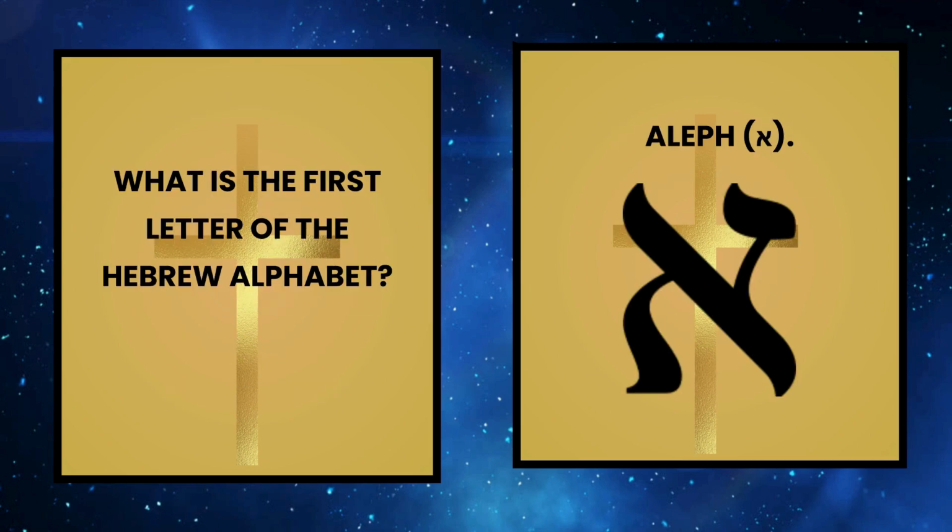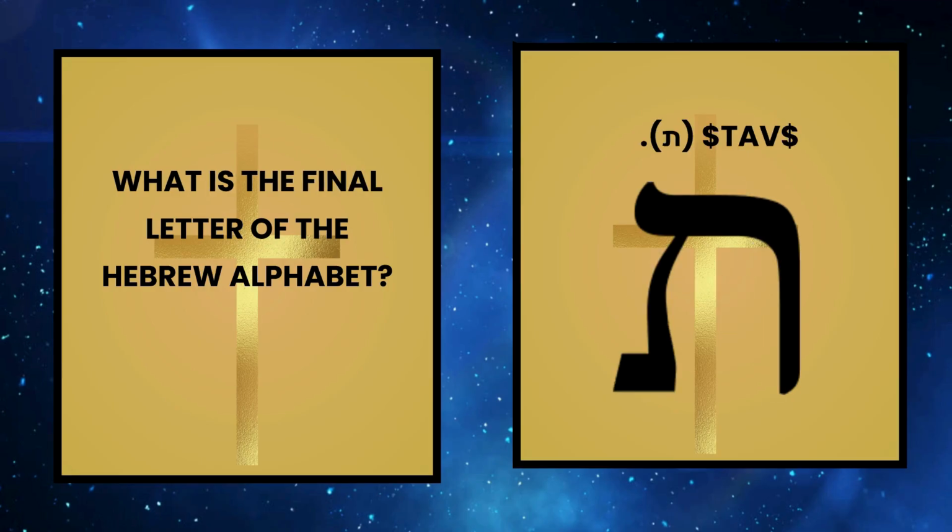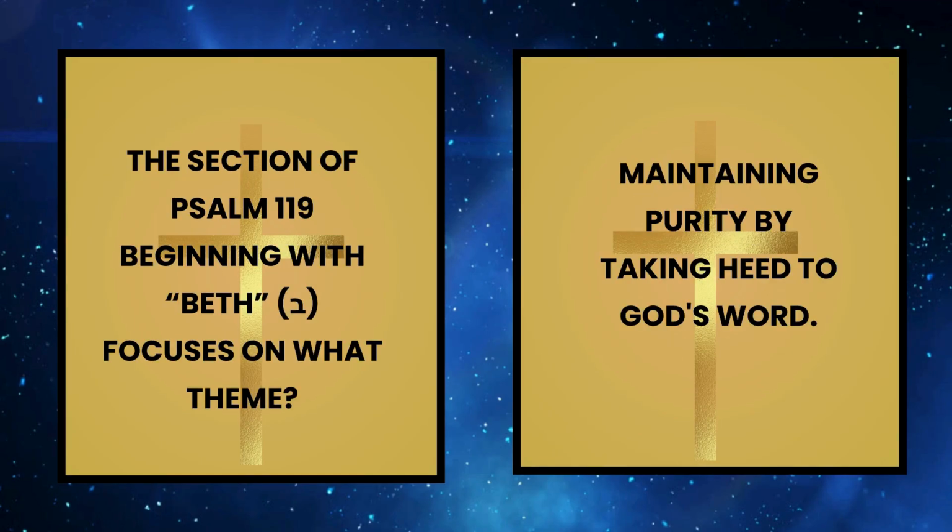What is the first letter of the Hebrew alphabet? The first letter is Aleph. What is the final letter of the Hebrew alphabet? The final letter is Tav. The section of Psalm chapter 119, beginning with Beth, focuses on what theme? It focuses on maintaining purity by taking heed to God's Word.